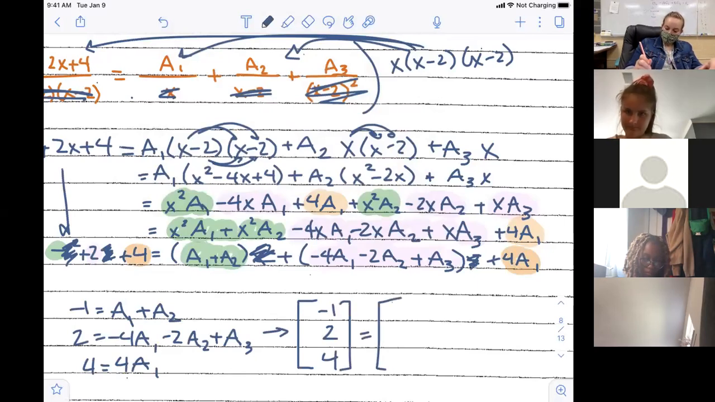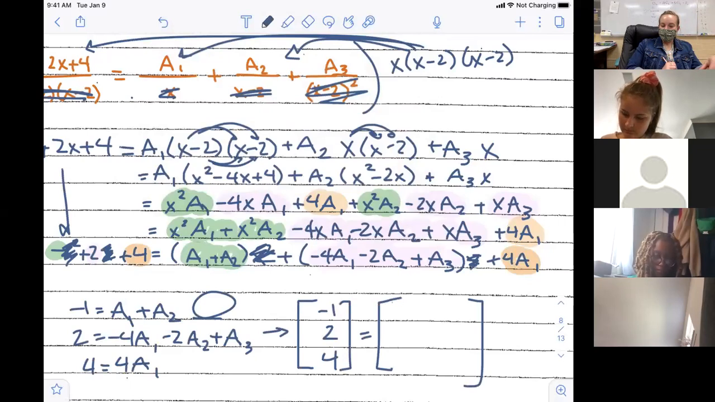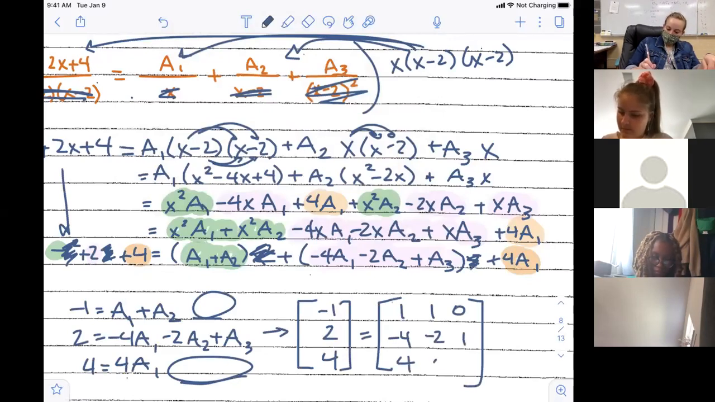My coefficient matrix, whenever you have a blank, so like I don't have an A3 in the first equation, and I don't have an A2 or an A3 in the third one, you just put zeros in. So I'm going to do 1, 1, 0. I'm going to do negative 4, negative 2, 1, and I'm going to do 4, 0, 0. And then last, my variable matrix, A1, A2, A3.